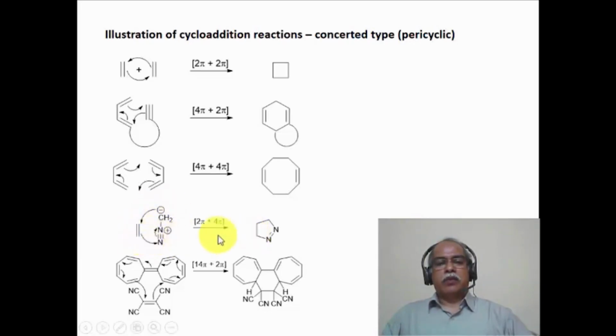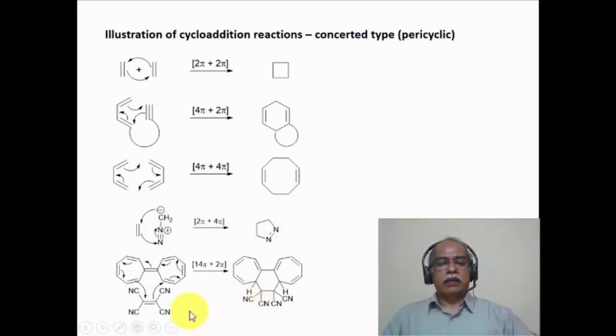This is an example of a 1,3 dipolar cycloaddition reaction. One can always write this structure in the form of a 1,3 dipolar structure. This is a dipolar structure that is written, and it forms a 5-membered heterocyclic ring. Various types of 1,3 dipoles essentially give you various types of heterocyclic compounds. These are an important class of cycloaddition reactions to synthesize heterocyclic systems.